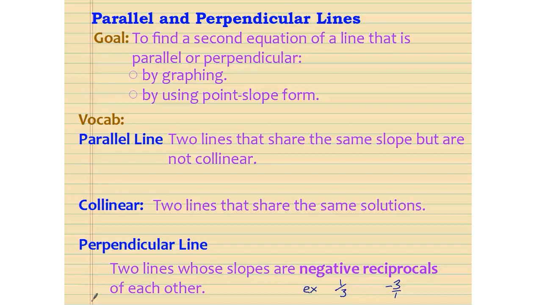Here's our vocabulary. Our goal is to find a second equation of a line that is parallel or perpendicular. We will first do it by graphing, then we will use algebraic methods, point-slope or slope-intercept form. A parallel line is when two lines share the same slope. Collinear means two lines that share the same solutions. A perpendicular line is when the slopes of two lines are negative reciprocals of each other.